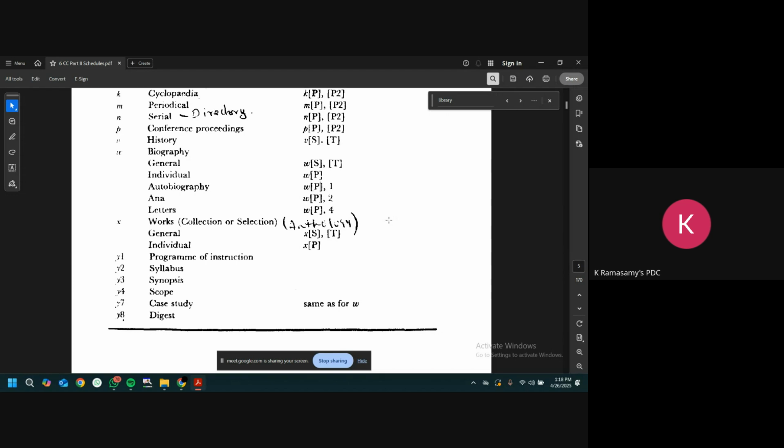After writing the main class, you will write the W. After writing W, you will write the year of birth of the author. And if it is an autobiography, then you put a comma and write 1. If it is a biography, don't put the comma and 1. That is how you write biographies and autobiography numbers for great leaders.